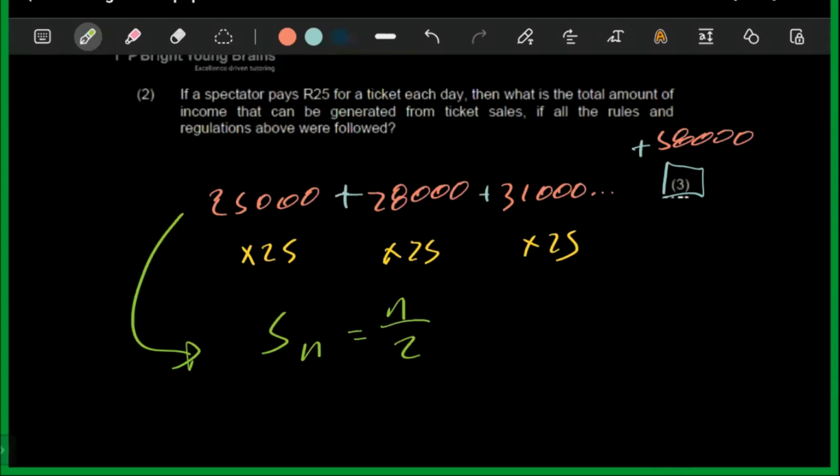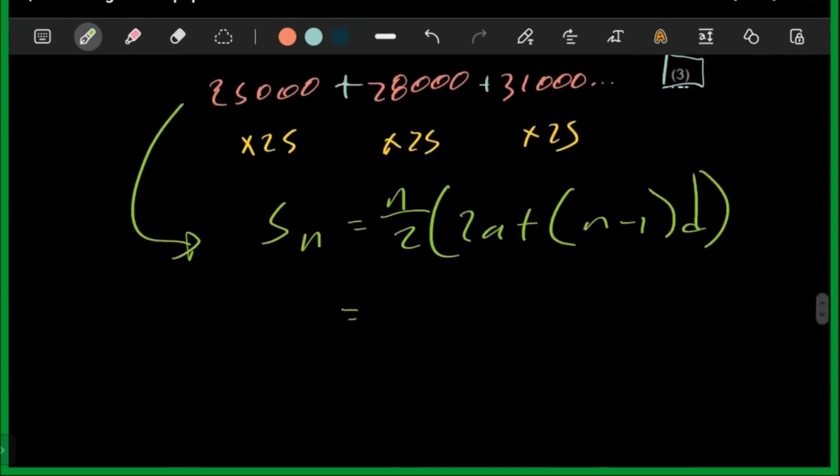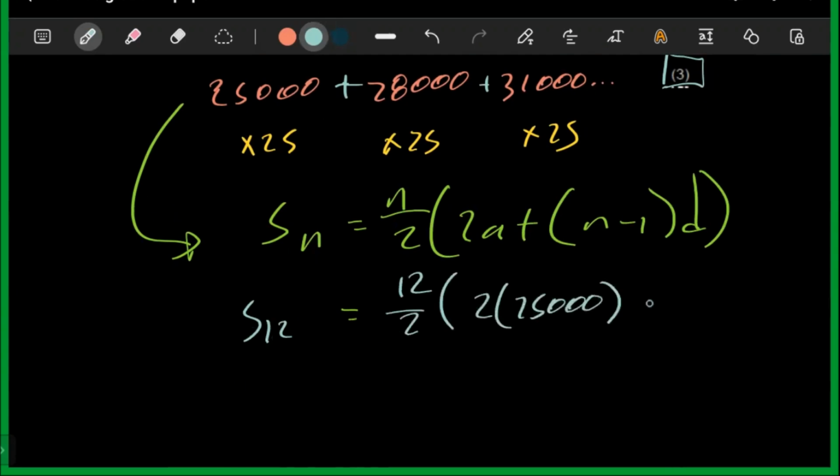So let us do that. No, and then we have to multiply by 25, sorry. So here, our Sn formula, you're going to have n over 2 times 2a plus n minus 1 d. Let's see here, you have to put a S12, right? S12, 12 over 2. Our a value is like 25,000. Our n value is, what is the value of n? 12. Our value of d is the common difference, right? That's like 3,000.